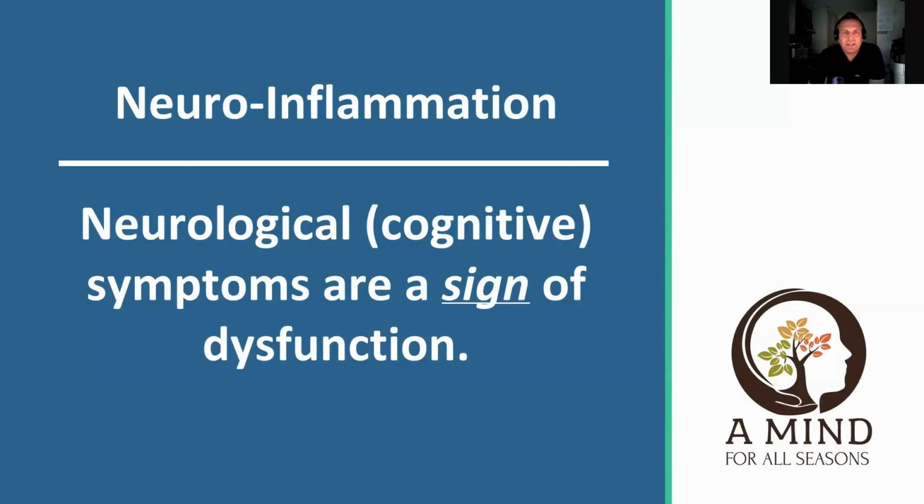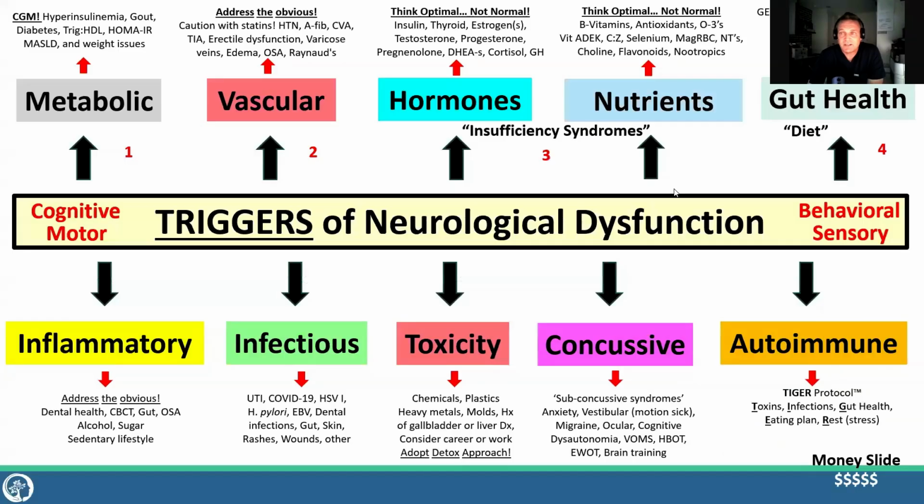I want to talk about what that means, why people have neuroinflammation, and kind of define what we would do about it. So, first of all, I want you to read the subtitle of my presentation today. Any neurological or cognitive symptom is a sign of neurological dysfunction, or in this case, neuroinflammation. And that's what I'm going to talk through in my discussion today.